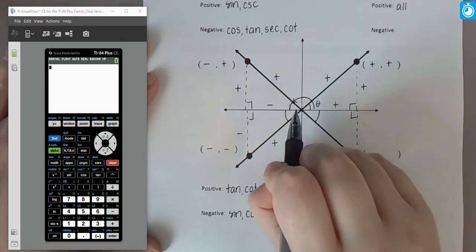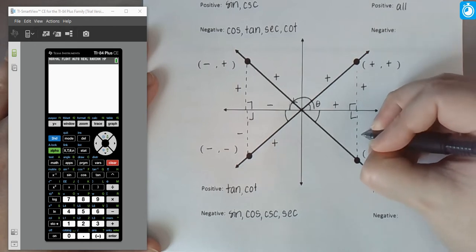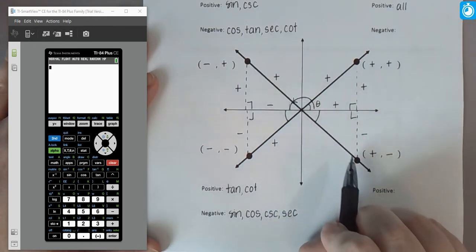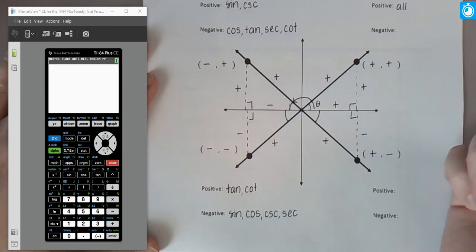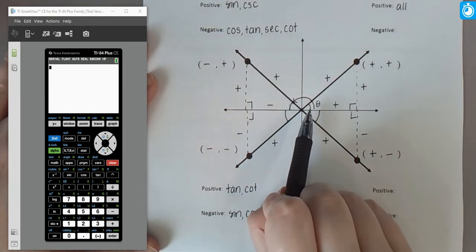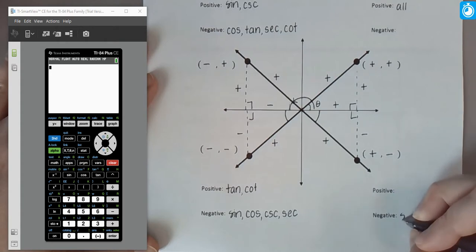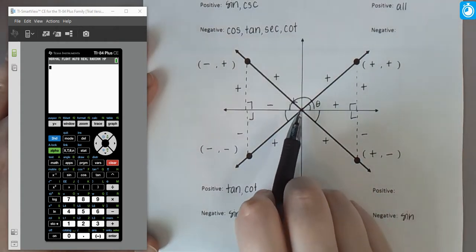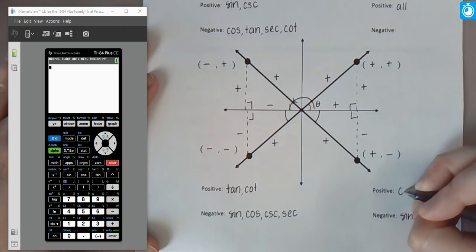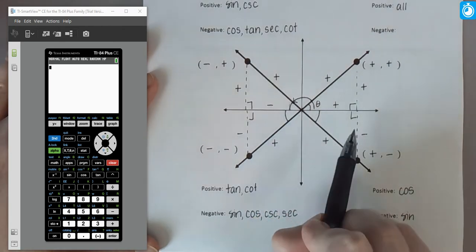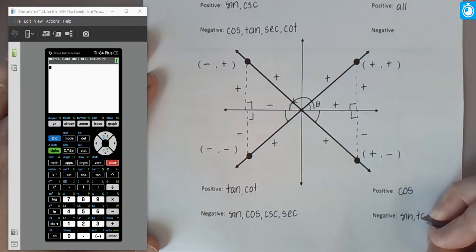So what do we know about the coordinates here? Well, x is positive, but y is negative. And then again, we know that our length, our distance from the origin to this particular point in space, is always going to be positive. So what do we know about our ratios in this case? Well, sine is going to be opposite over hypotenuse, so negative over positive, which is going to be negative. So our sine is going to have a negative value. Cosine is adjacent over hypotenuse, so positive over positive, which will be positive. And then tangent is going to be opposite over adjacent, so negative over positive, which is going to be negative.